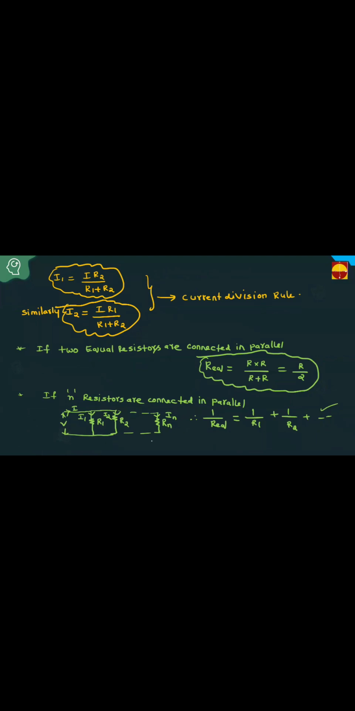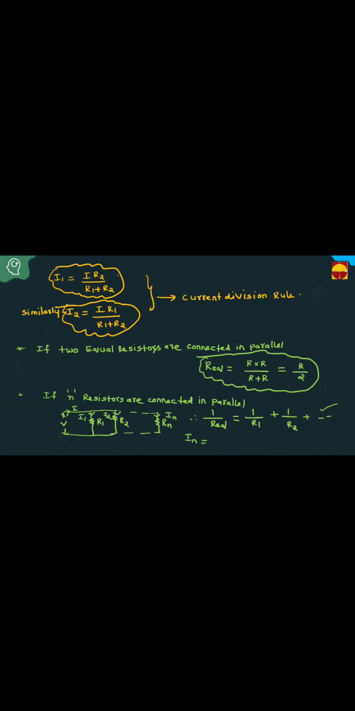Now in this case, if you have to apply the current division rule, how do you find the current through the nth resistor? I told already, the concept of resistors in parallel is similar to the concept of capacitors in series. Then you apply like this: I into 1 by Rn by 1 by R1 plus 1 by R2 plus so on. Clearly I'm writing the current through the nth resistor in the current division rule.